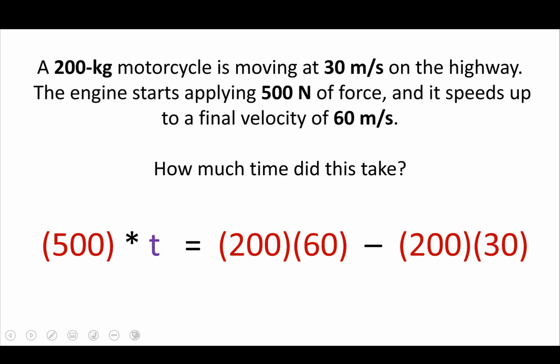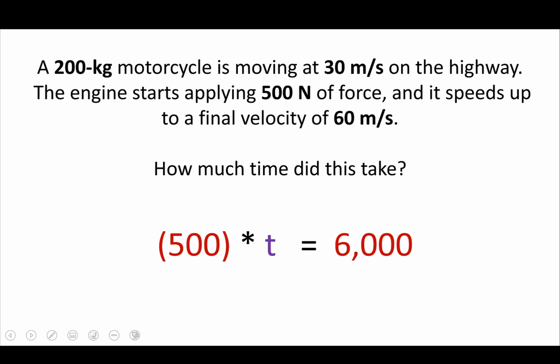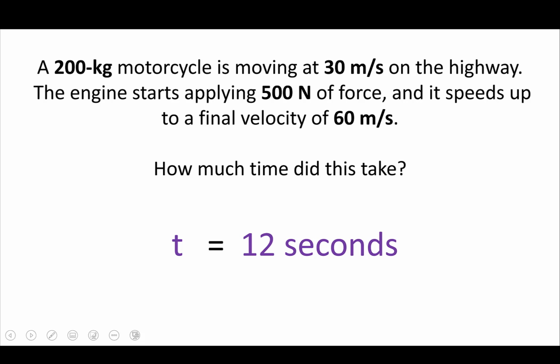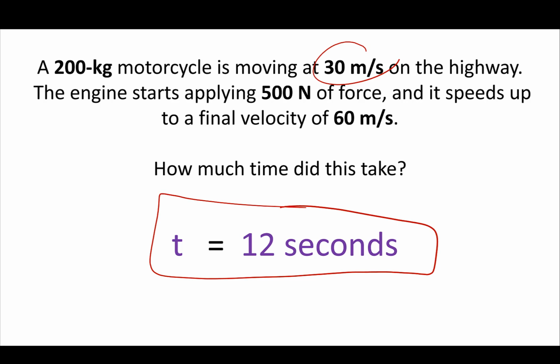Time is the only variable, so let's just multiply these out, then subtract them, then divide by 500. And the answer is 12 seconds. That's how long it takes for the motorcycle to go from 30 to 60 meters per second.